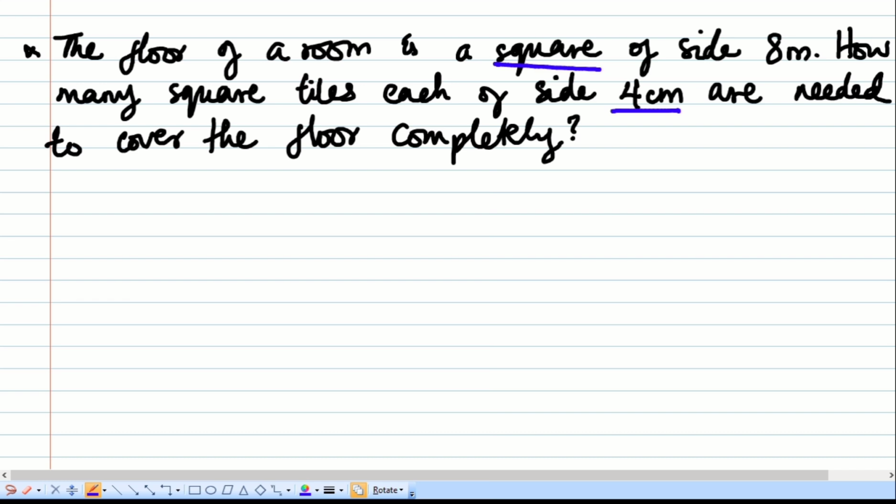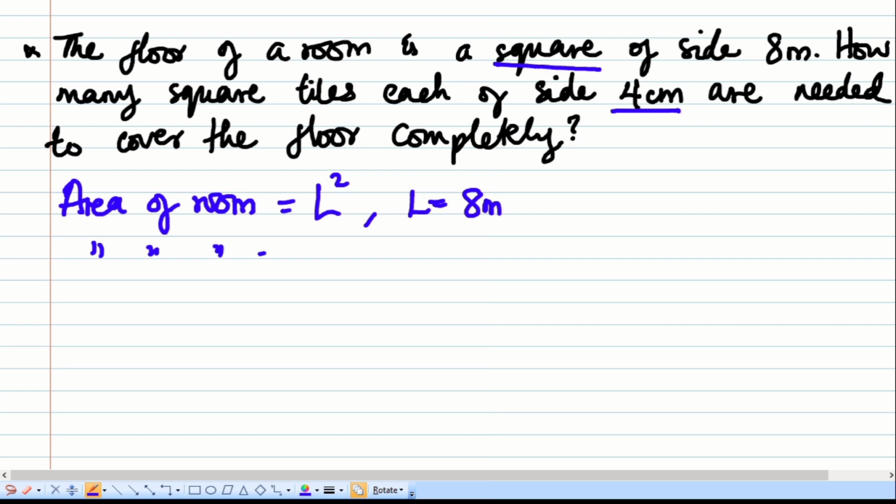First of all, let's calculate how big this room is. The first step is the area. The area of the room would be equal to L squared, because it's a square. From the question, L was given as 8 meters. So the area of the room would be 8 squared, which is equal to 64 meters squared.